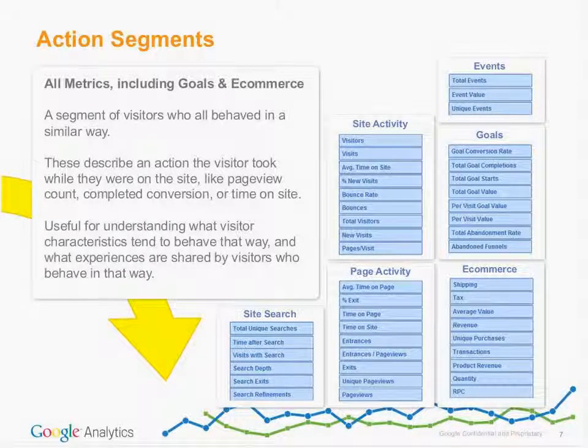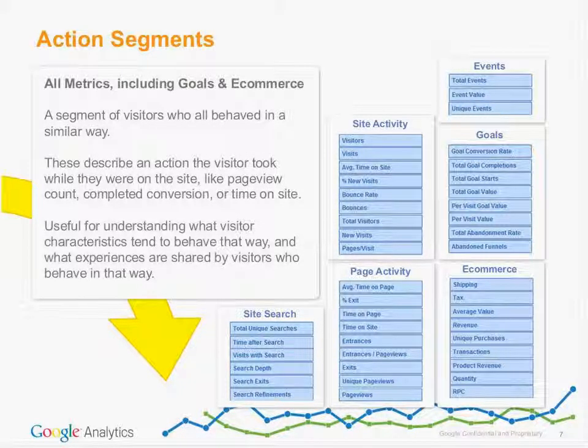These segments isolate visitors who meet or miss performance benchmarks that you've set around metrics such as goal conversion rate or pages per visit, and they allow you to identify where those visitors came from and what they did or didn't do while on your site.